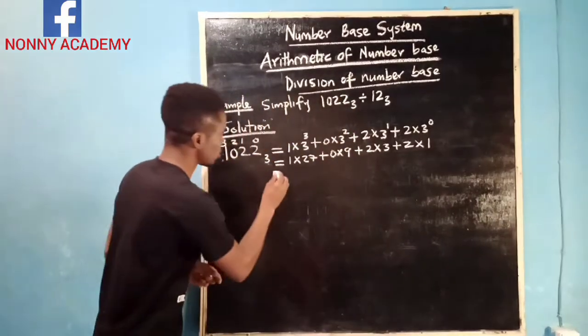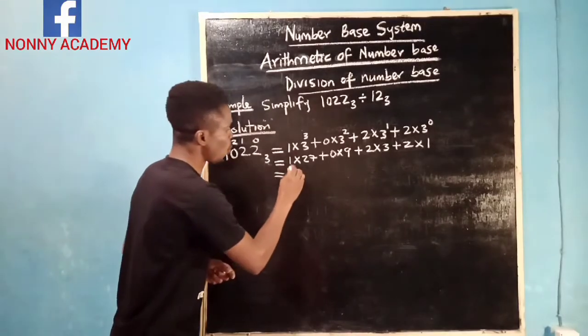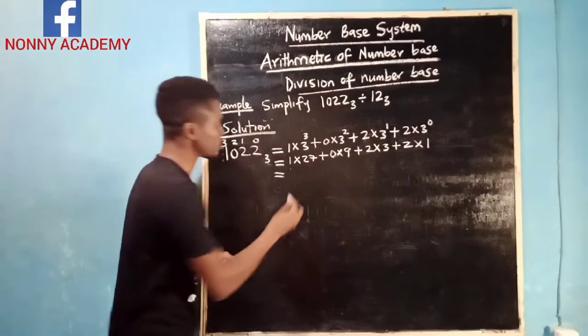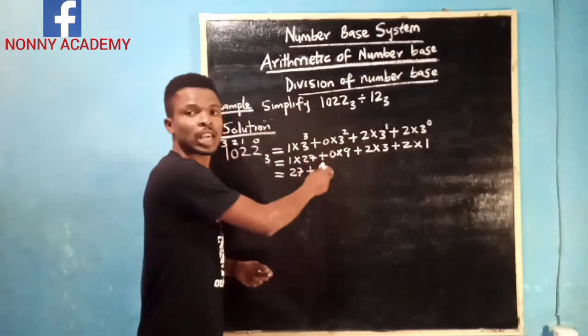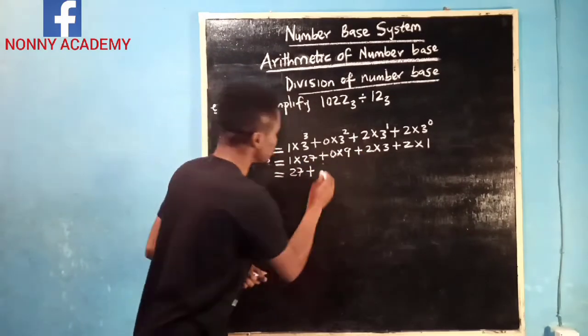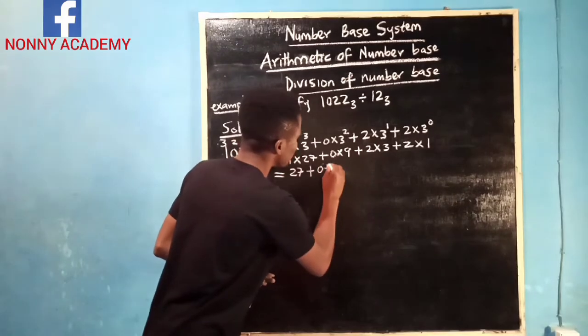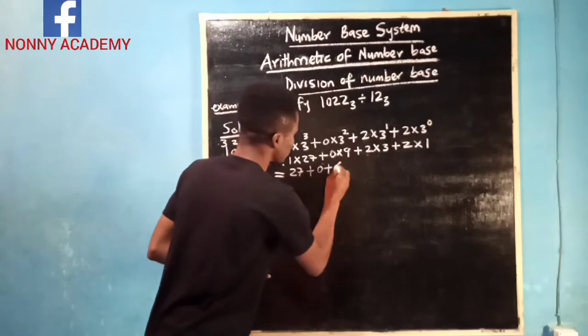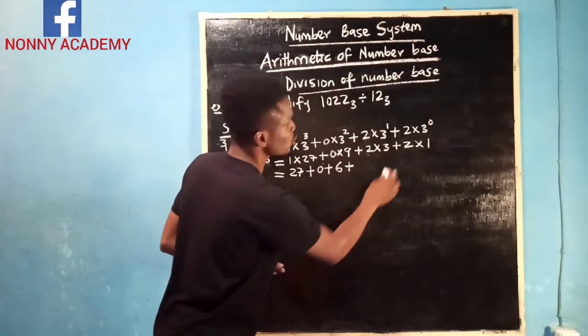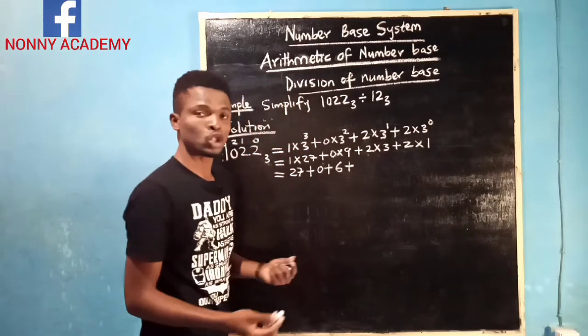Then we proceed. Equal to 1 times 27 is 27. Plus 0 times 9 is 0. Plus 2 times 3 is 6. Plus 2 times 1 is 2.